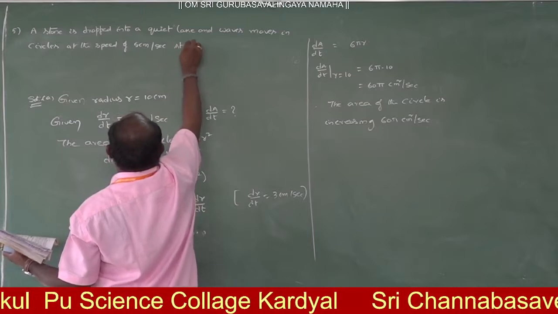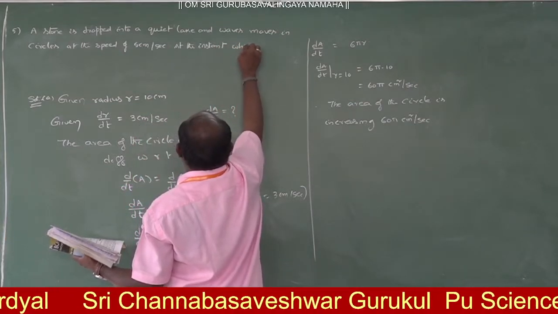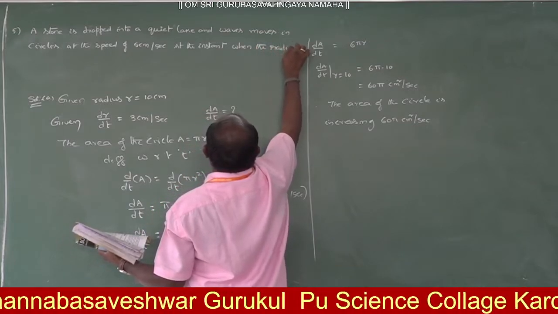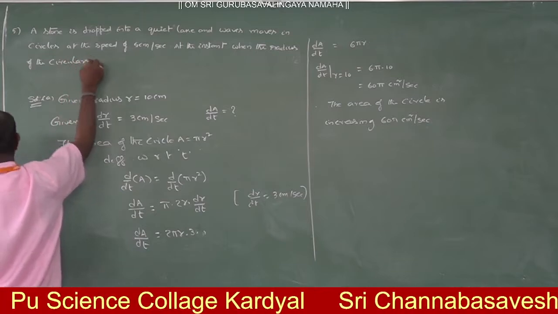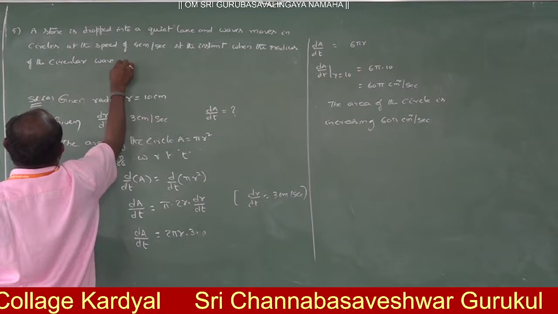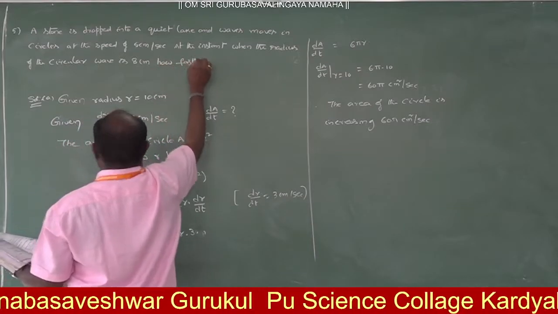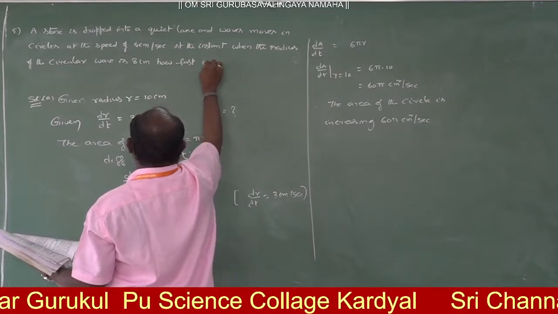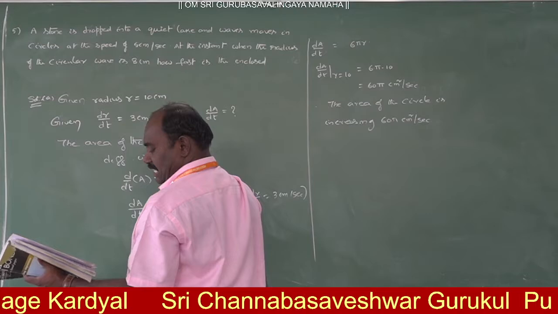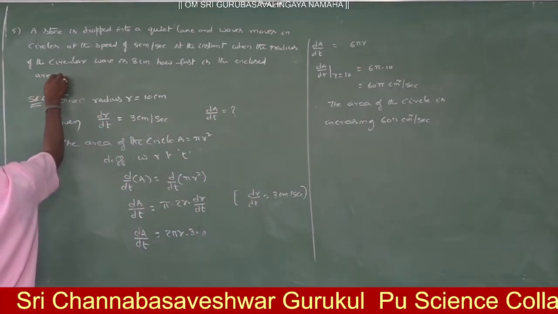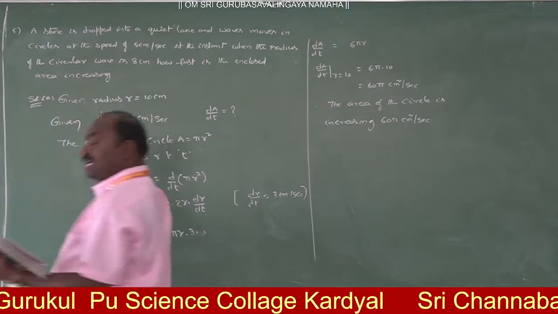At the instant when the radius of the circular wave is 8 centimeters, how fast is the enclosed area increasing? How fast is the area increasing?